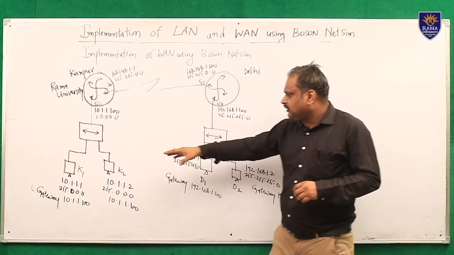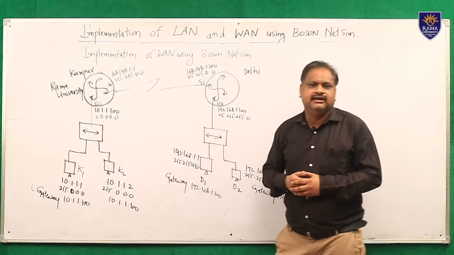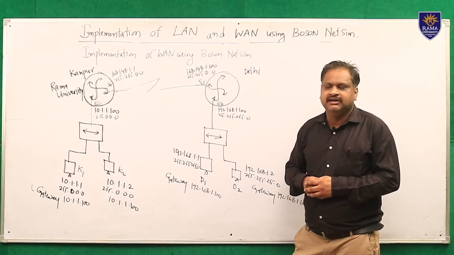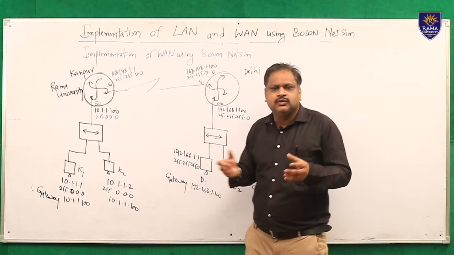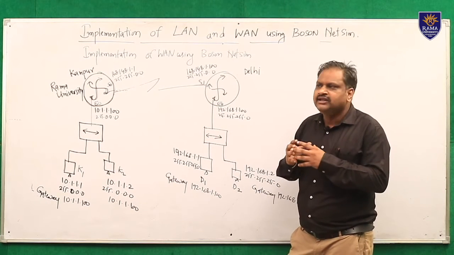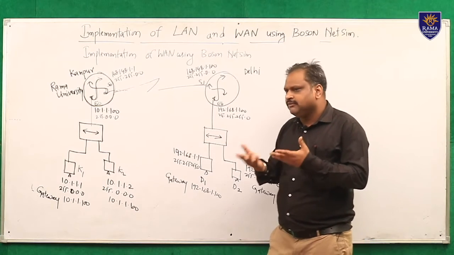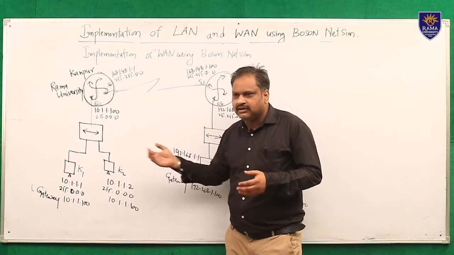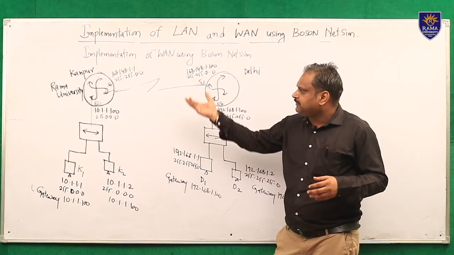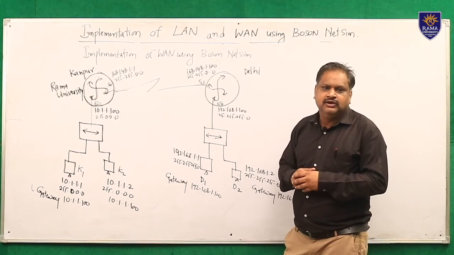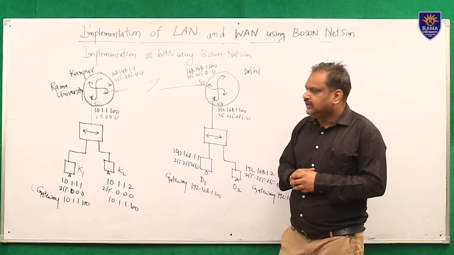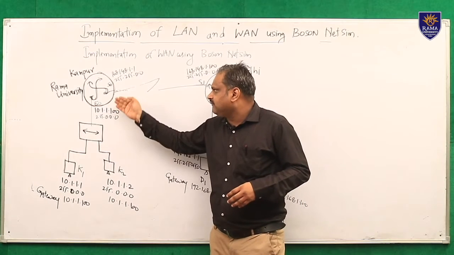K1 wants to communicate with D1, which means 10.1.1.1 wants to communicate with 192.168.1.1. If I ping right now, I get host unreachable, which means K1 is unreachable to D1. Even though we have used a switch and a router, we are still not able to reach it. So we have to configure something.